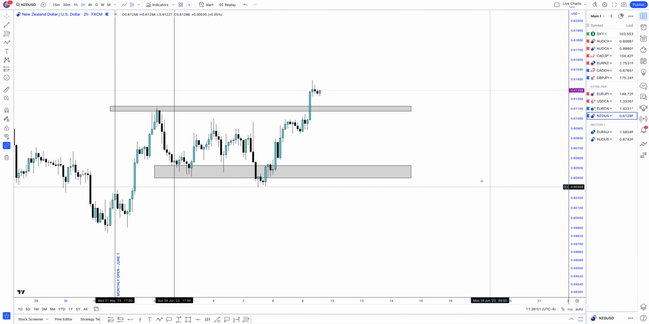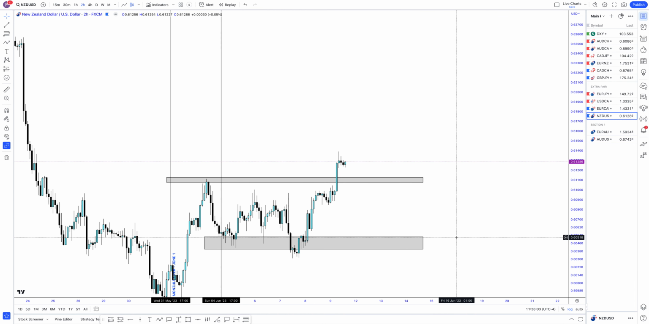Euro NZD, not really a pair I'm all that interested in trading. This used to be one of my most favorite pairs to trade. And honestly, I find it to be just kind of messy in the last 1 to 2 months. A lot of USD pairs are like that, but this just comes down to personal preference, guys, all right?